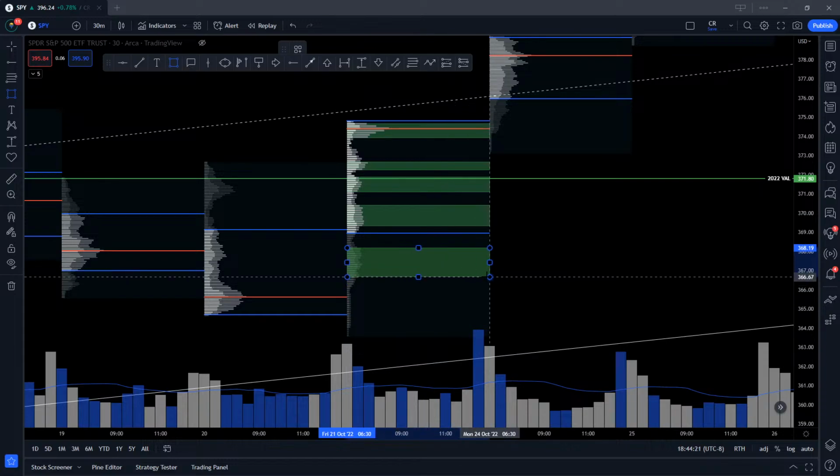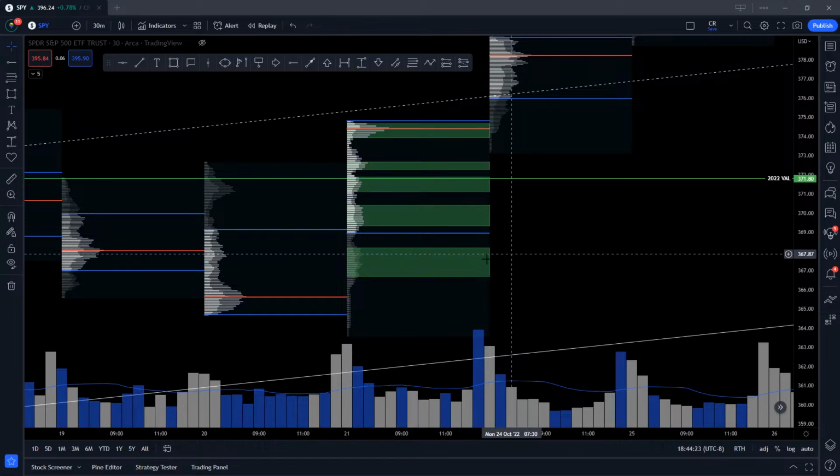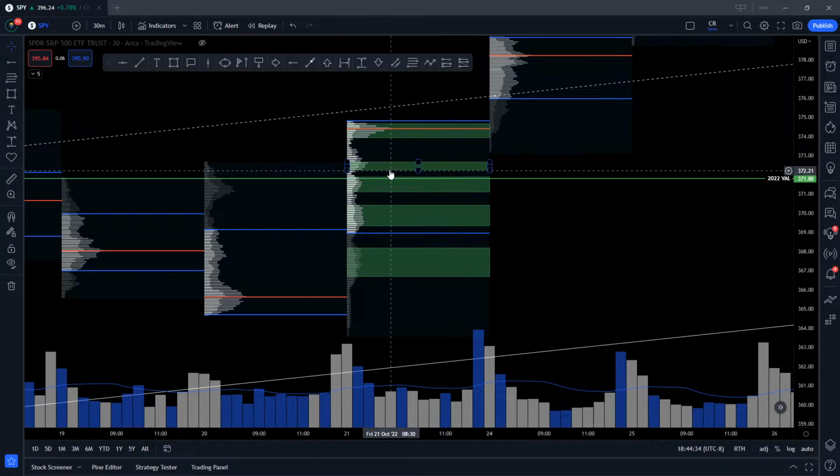I'm just going to call this a volume shelf here. Back to what I was talking about, in these areas where we have these higher volume shelves, price will consolidate through there. In these areas where we have a skinny belly, price will fly from one to the next.